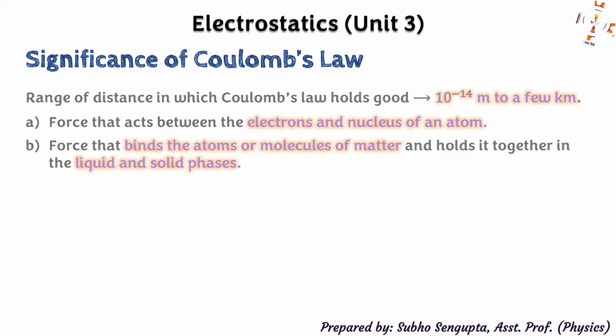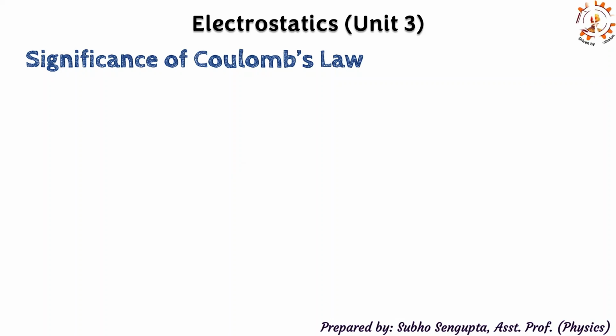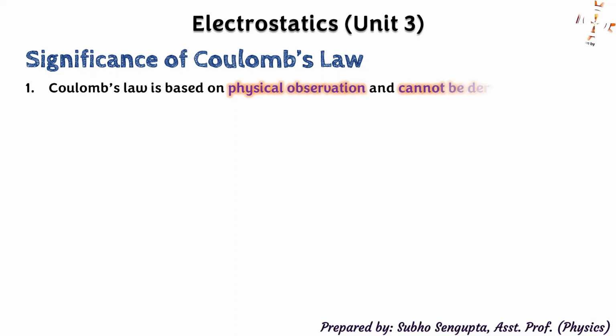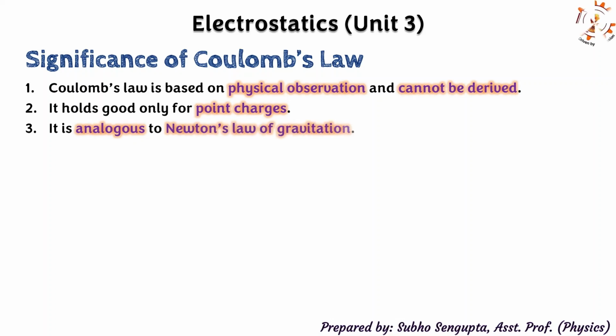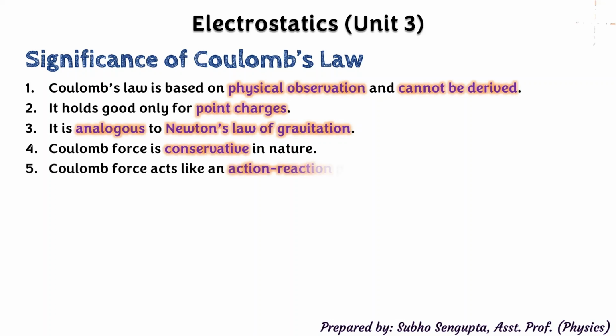Here are some points you must remember about the Coulomb's law. Number 1. Coulomb's law can't be derived because it is based on physical observation. Number 2. This law holds good only for point charges. Number 3. Coulomb's law is analogous to Newton's law of gravitation with some differences. I will discuss this later. Number 4. Like gravitational force, Coulomb force is conservative in nature. Number 5. Coulomb force acts in action-reaction pair. We have already proved this during the discussion of vector form of Coulomb's law.